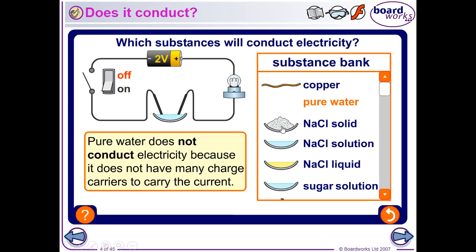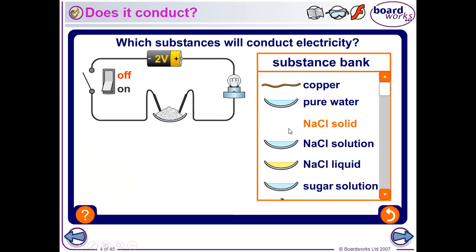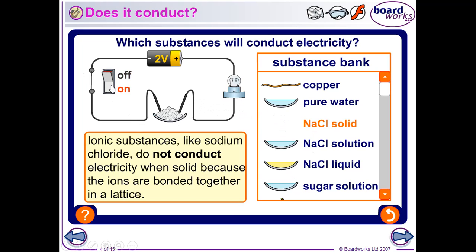Here I have solid sodium chloride. For those who are chemists, Na is sodium, Cl is chlorine. So here I have a solid sodium chloride powder. It does not conduct electricity, the bulb doesn't light up, because the sodium and the chlorine are bonded together in the solid. They're joined together, so they're not ions. They're not free to move.